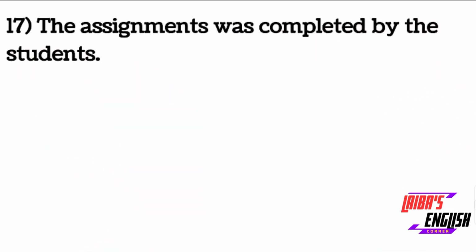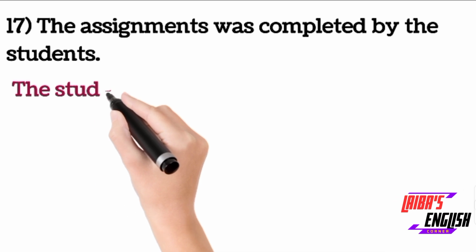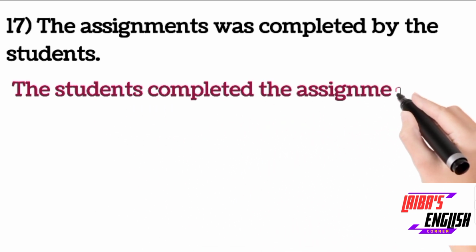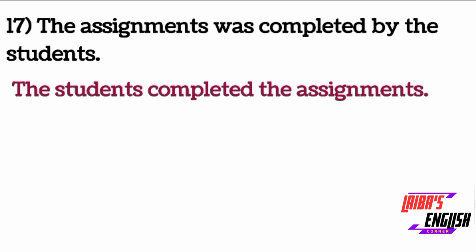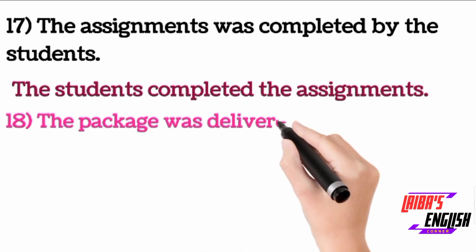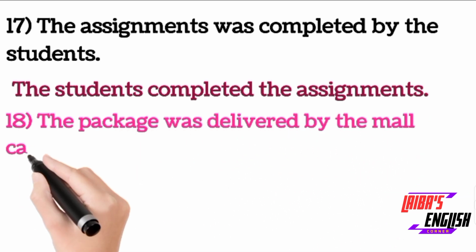17th example is, the assignments were completed by the students. Remove was, remove by. The students completed the assignments. So I think you are clear with the concept of how to change a sentence from passive to active or active to passive. So here are two examples which you have to solve by yourself.